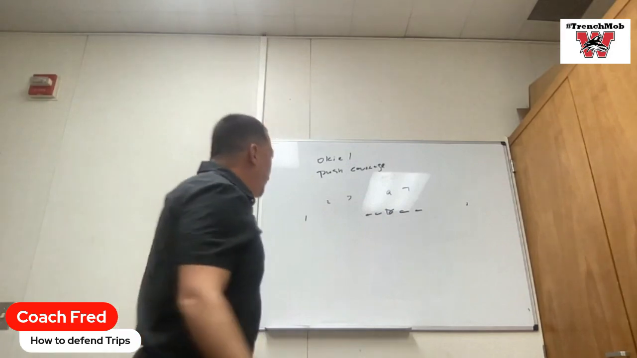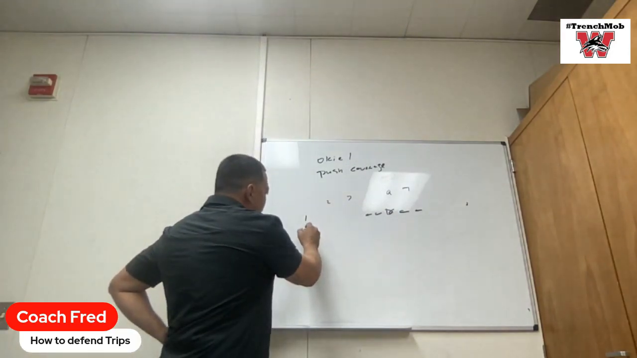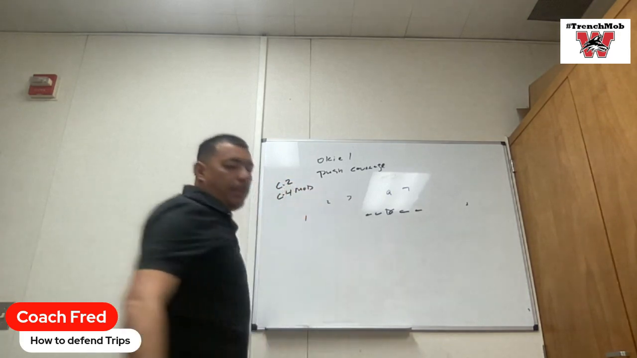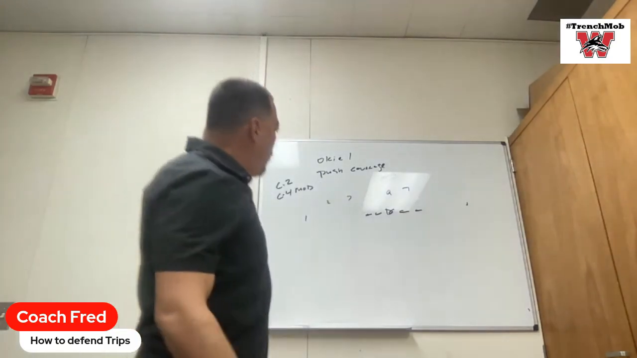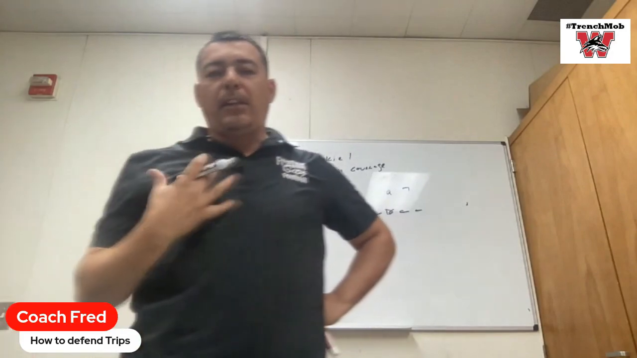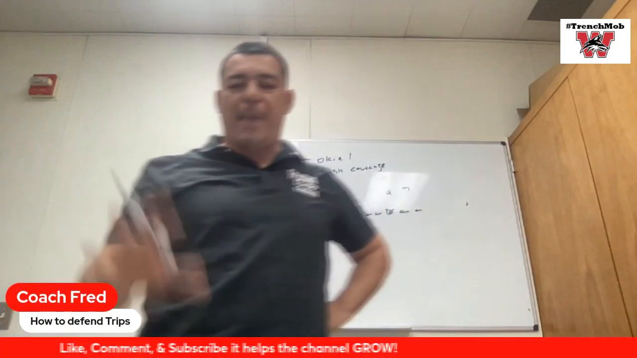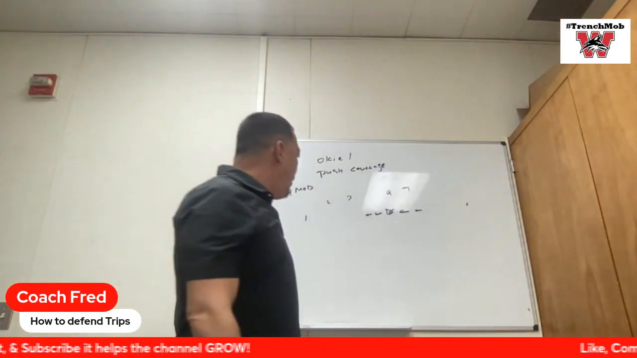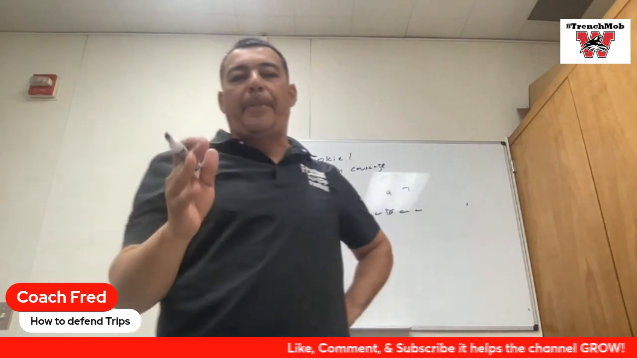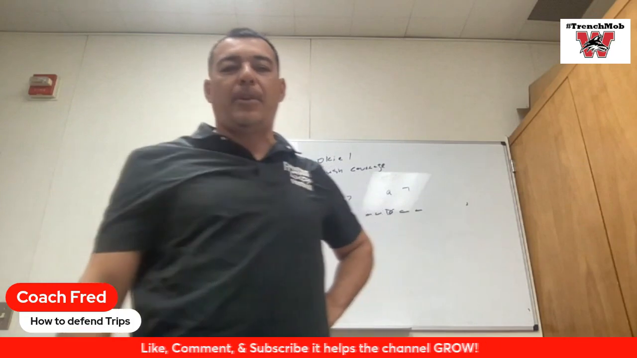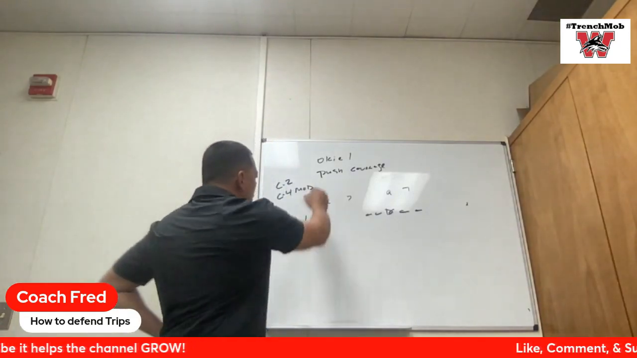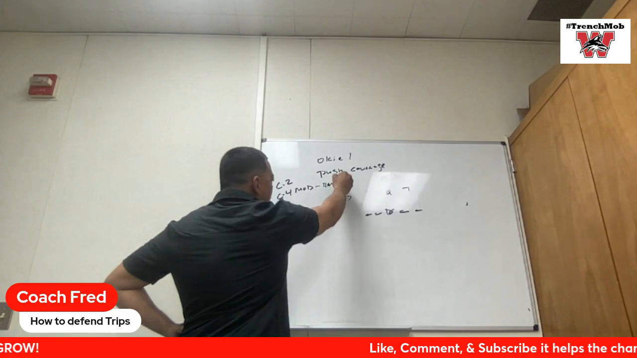For us, push coverage could be either a cover 2 or a cover 4 mod. We play a lot of mod coverage over here. If number 1 and 2 are tight or inside the numbers, we're probably going to check what we call Clyde. Clyde for us is cover 2 concepts, basic cover 2 to the trip side. Now if we have a detached number 1 receiver that's on top of the numbers, on the numbers, or slightly outside the numbers, we're going to call what we call push Rambo.